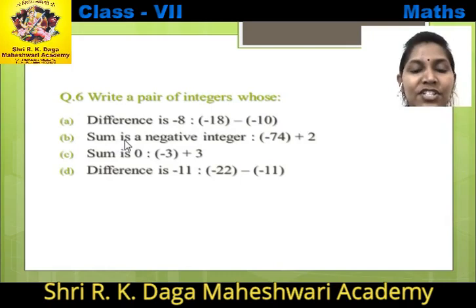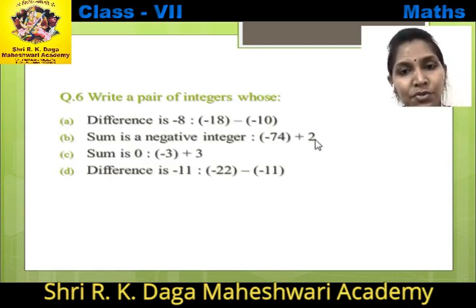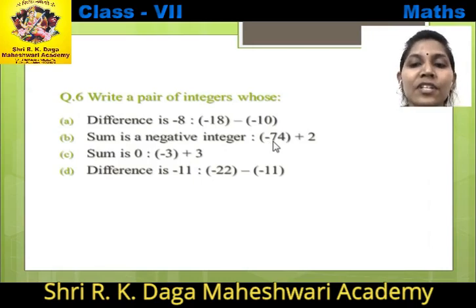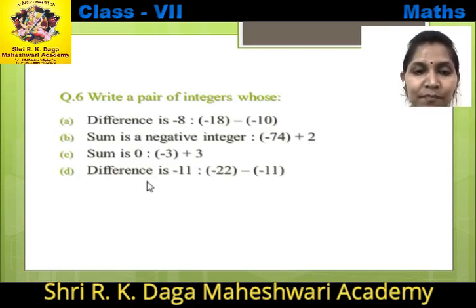In the next condition, sum is a negative integer. You just write two integers such that their sum should be negative. So, the greater number should be negative and the smaller number should be positive. Now see, minus 74 plus 2. When we add this, we get minus 72, which is a negative integer.